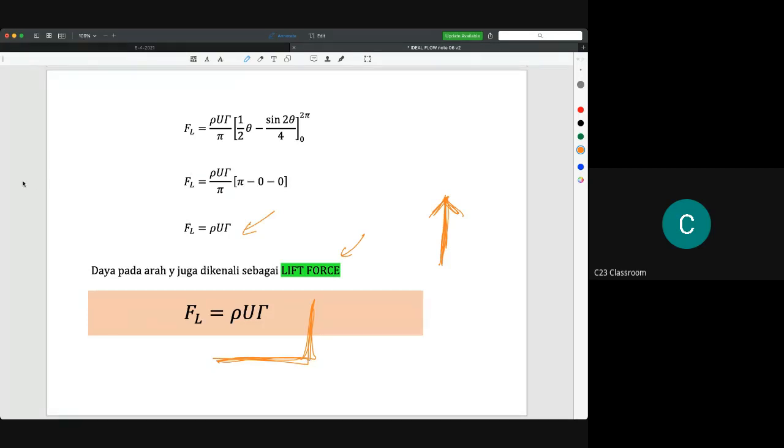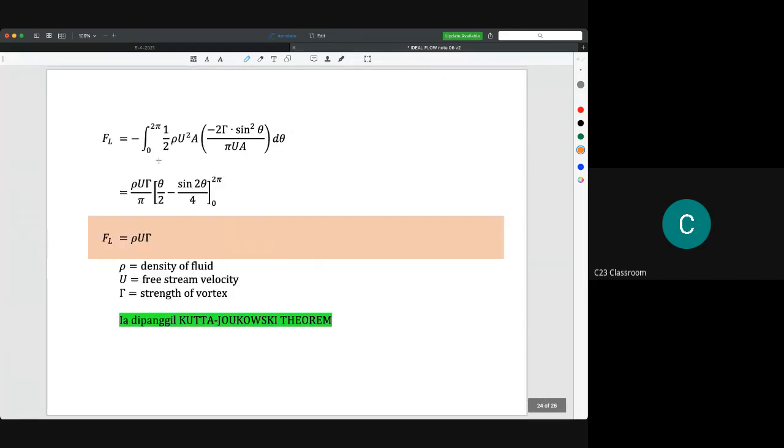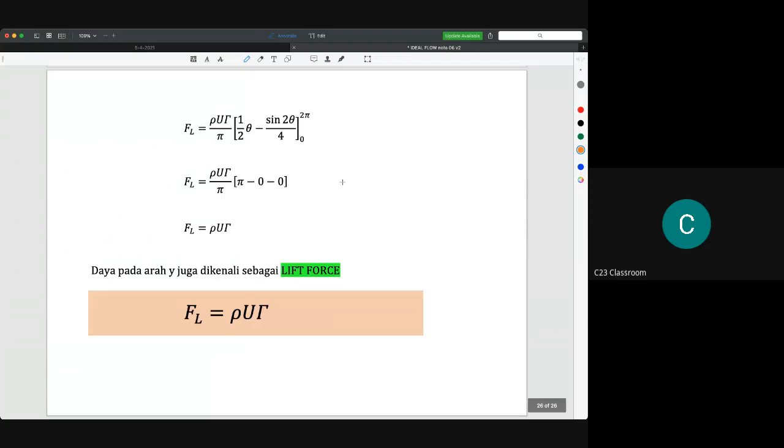Okay, sampai sini ada apa-apa masalah ke? Nota yang ini saya tak tunjukkan derivation. Kalau derivation, ia adalah berdasarkan nota ini, di mana awak boleh tengok nota ini. Kita pergi kepada step ini dan akhirnya kita boleh dapat FL sama dengan rho U gamma.